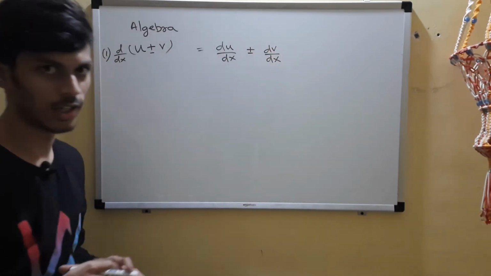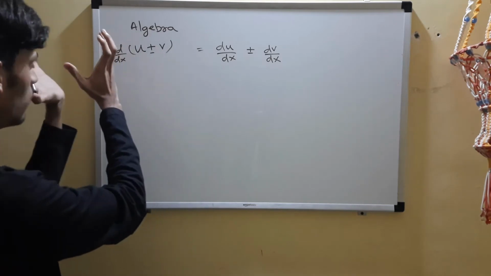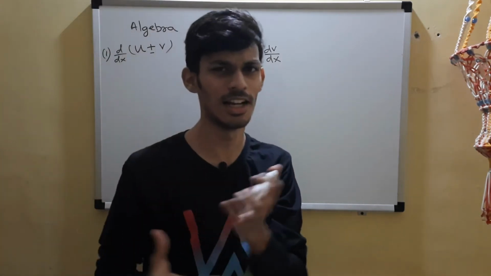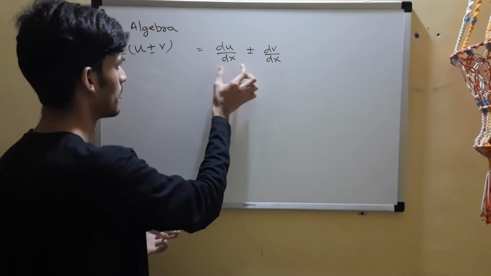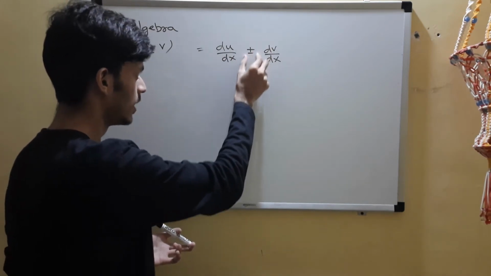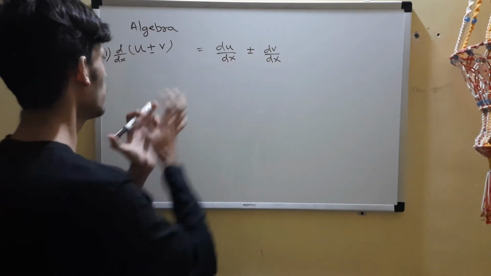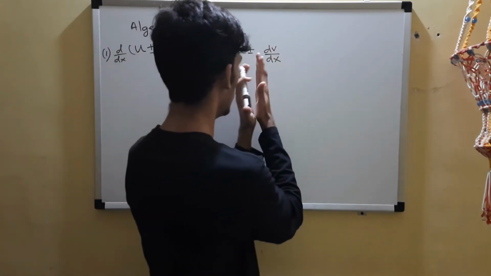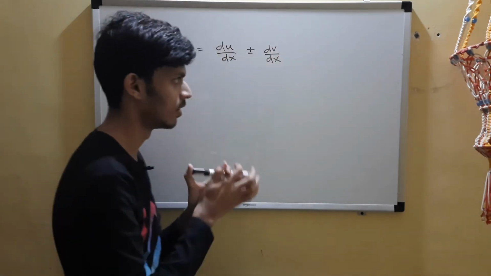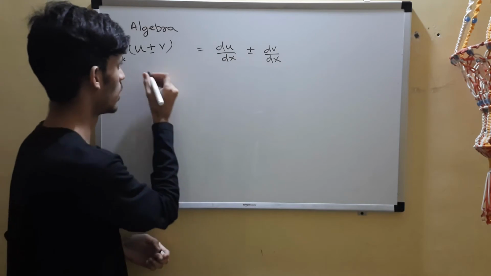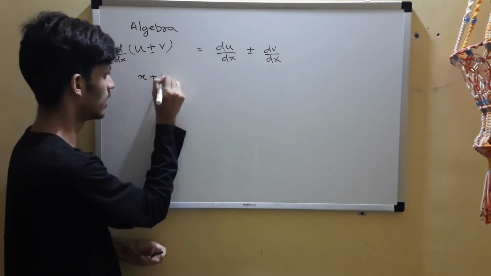So if you have two functions which are in addition and you want to find its derivative, you can find the derivative of each one of them and place the same sign in between. So find the derivative of u plus or minus the derivative of v. So suppose, for example, x plus sine x.